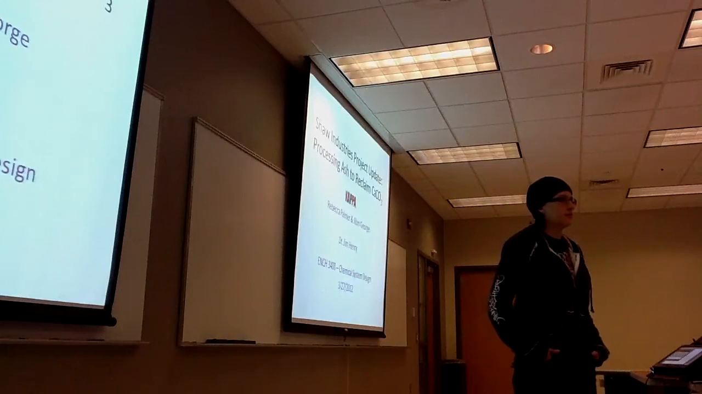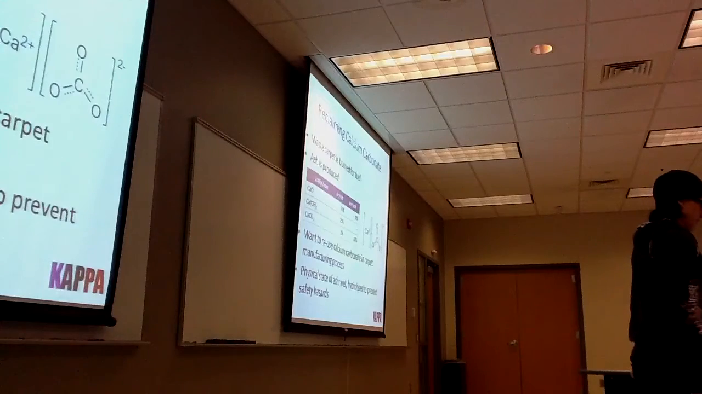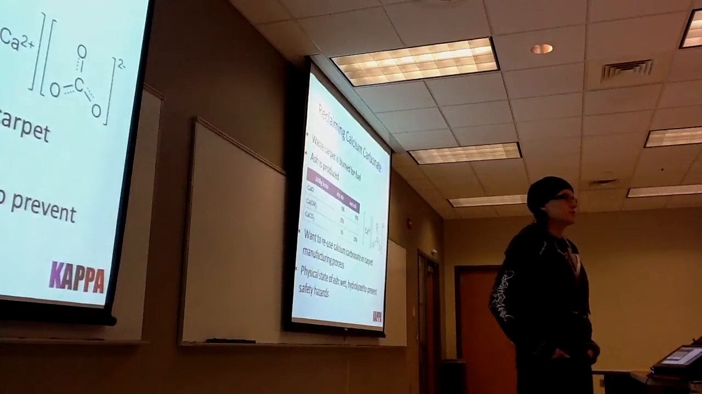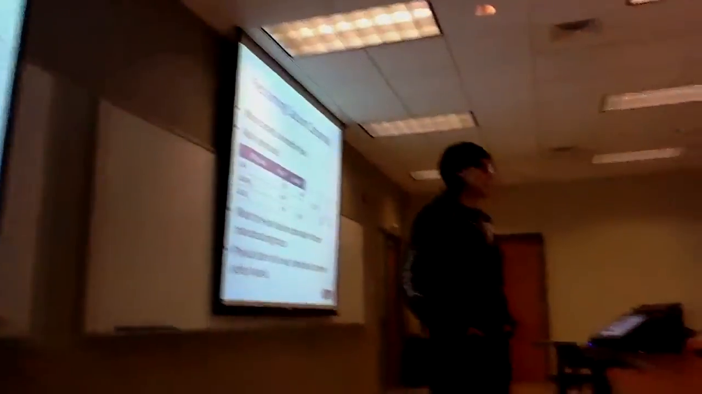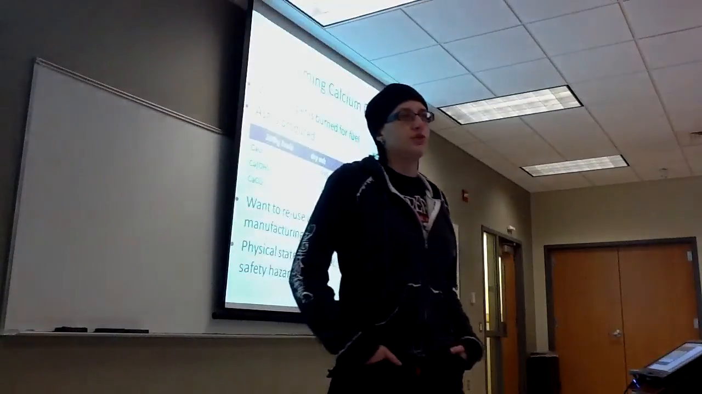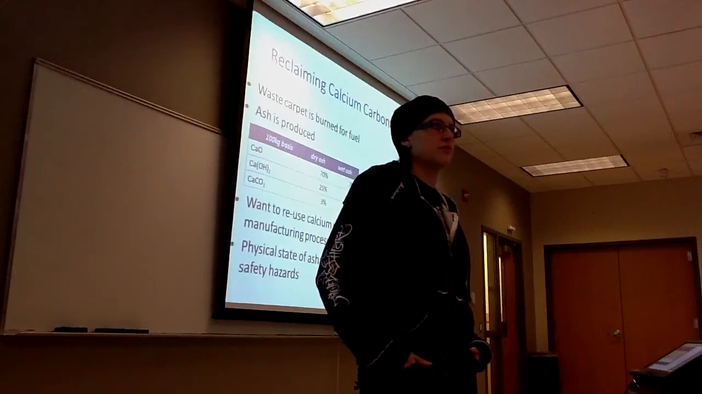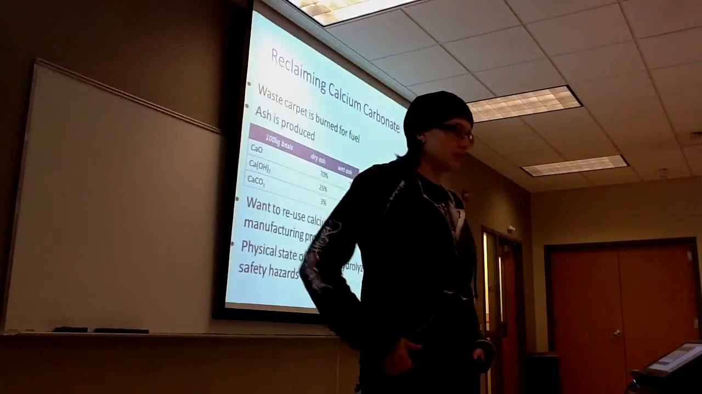Reclaiming calcium carbonate from ash at Shaw Industries. There is a plant that burns waste carpet and produces fuel for power to the other plants in the area. They produce an ash that has calcium carbonate in it, and they would like to reclaim it to reuse in the carpet manufacturing process. It's used as a backing to mix with latex, and goes on the underside of the carpet.